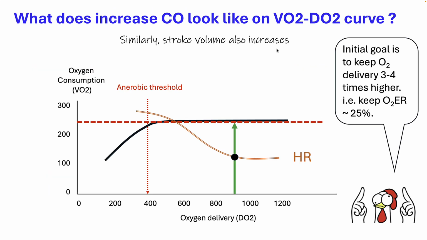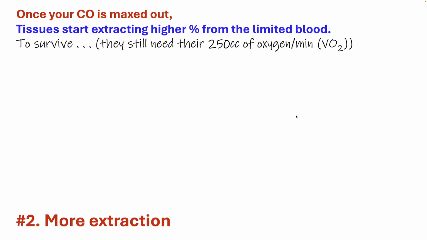So let's see what an increase in cardiac output looks like on a VO₂-DO₂ curve. As the oxygen delivery to your tissues decreases, your heart rate and stroke volume will increase to maintain the DO₂ to keep the oxygen extraction ratio around 25%. The second way your body can get more oxygen is by extracting more from the hemoglobin molecule. So once your cardiac output is maxed out, the tissues will start extracting a higher percentage from the blood supply. To survive, they would still need their 250 cc's of oxygen per minute.